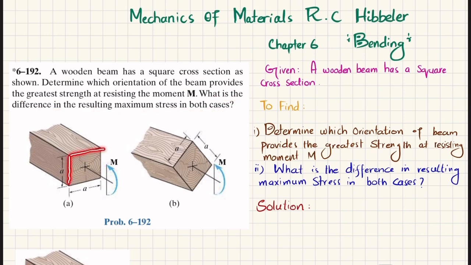So you can see this is the square cross section having length A by A, and this is also a square cross section A by A. But the orientation here is this and the orientation here is like this, and both are applied by the same moment M. So you have to determine the orientation which provides the greatest strength, and then find the difference in resulting maximum stress in both cases. So let's start with the solution.